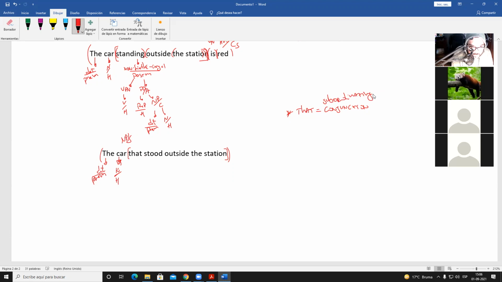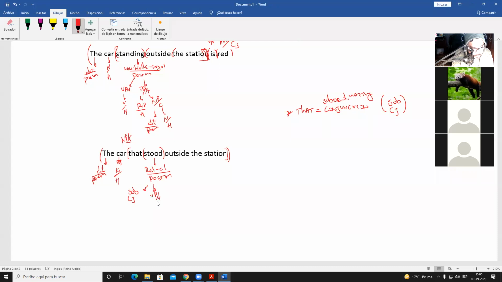Subordinating conjunction, right? Within the analysis, then what we have to do is state the name for this. This is a relative clause, rel clause, acting as a post modifier. And inside of this relative clause, what we have is the word that, which is a subordinating conjunction, symbol, subordinating conjunction, right? And then we have stood, right?